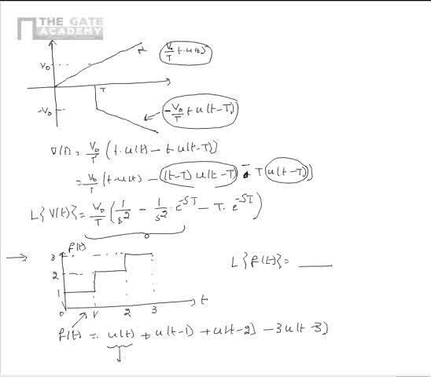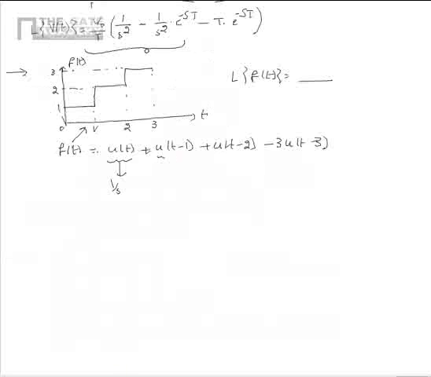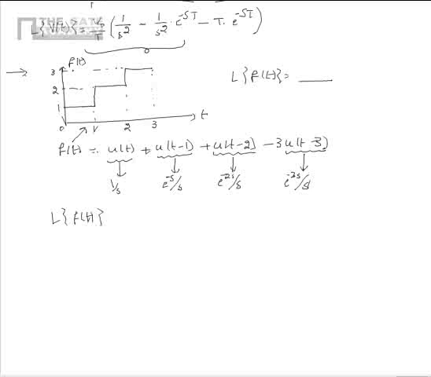We know that the Laplace transform of u of t is 1 by s, and the Laplace transform of u of t minus 1 is e power minus s by s. The Laplace transform of u of t minus 2 is e power minus 2s by s, and the Laplace transform of u of t minus 3 is e power minus 3s by s. From this, the Laplace transform of f of t is equal to 1 by s multiplied by 1 plus e power minus s plus e power minus 2s minus 3 into e power minus 3s. This is the Laplace transform of f of t.